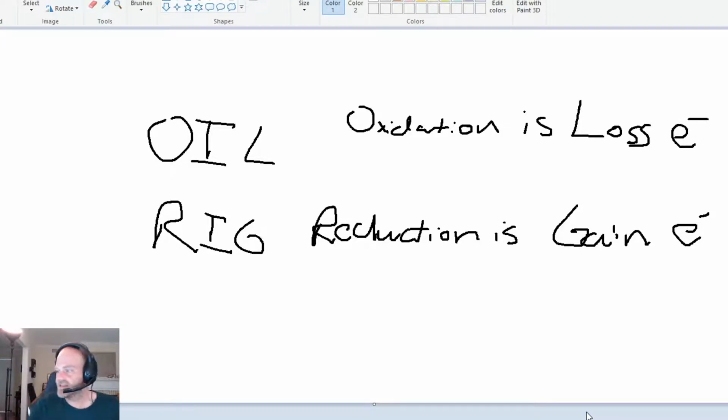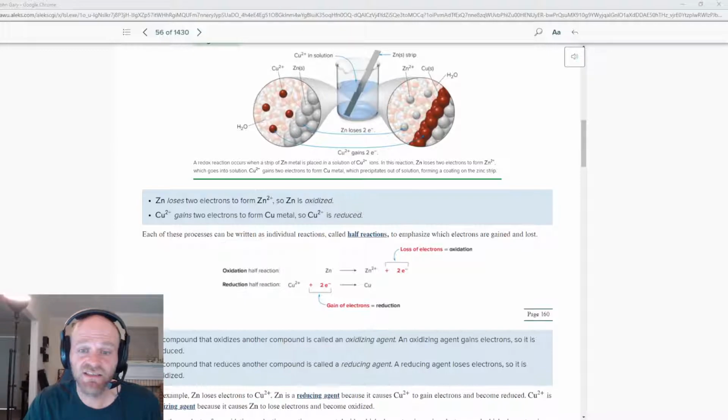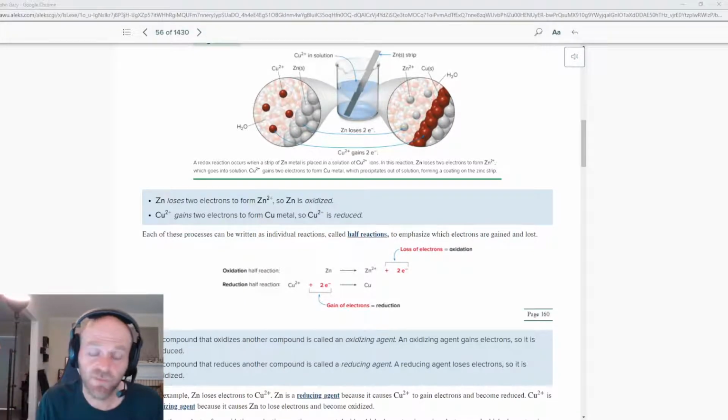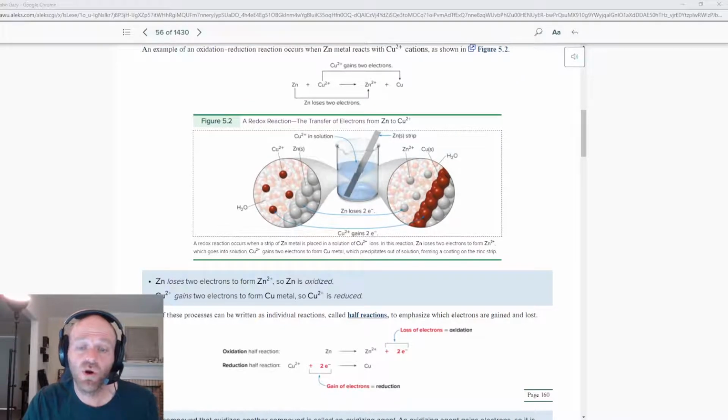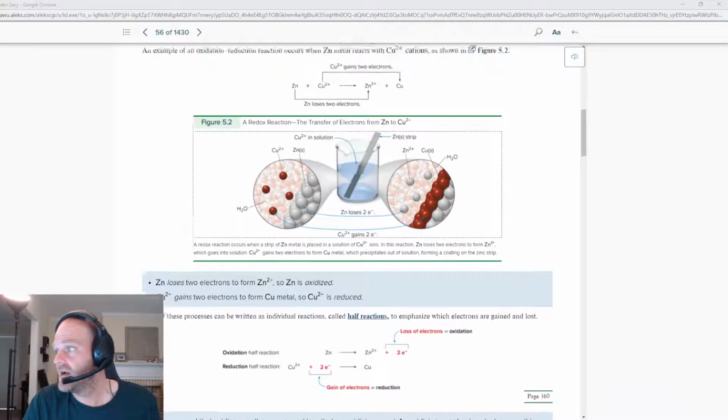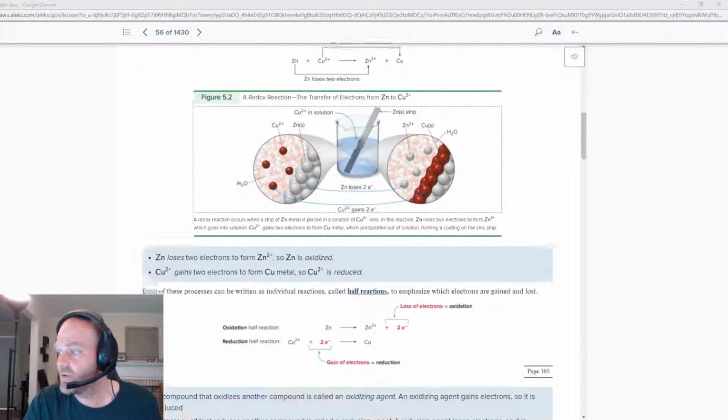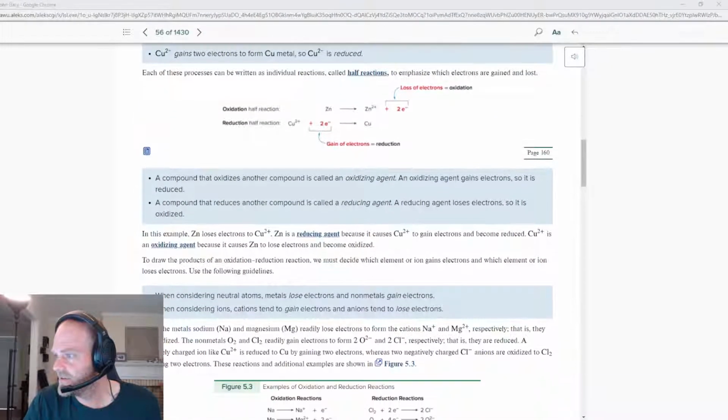Oil rig, that's kind of how you can keep this straight. And so when I look at a problem, I'm trying to figure out which is the atom being reduced, which is the one being oxidized. I'll look for the change in that charge. So here the copper gains 2 electrons, so it'll be the one that's reduced. The zinc loses it, so it'll be the one that's oxidized.